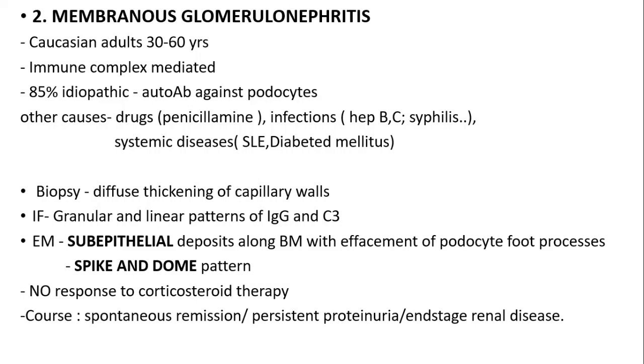On biopsy, there is a diffuse thickening of the capillary wall. On immunofluorescent microscopy, you will find a linear pattern of IgG and C3 in the glomerulus. Electron microscopically, you will find subepithelial deposits along the basement membrane with effacement of the podocyte foot processes. The classical electron microscopic pattern is the spike and dome pattern, because of the deposition of antigen-antibody complexes.